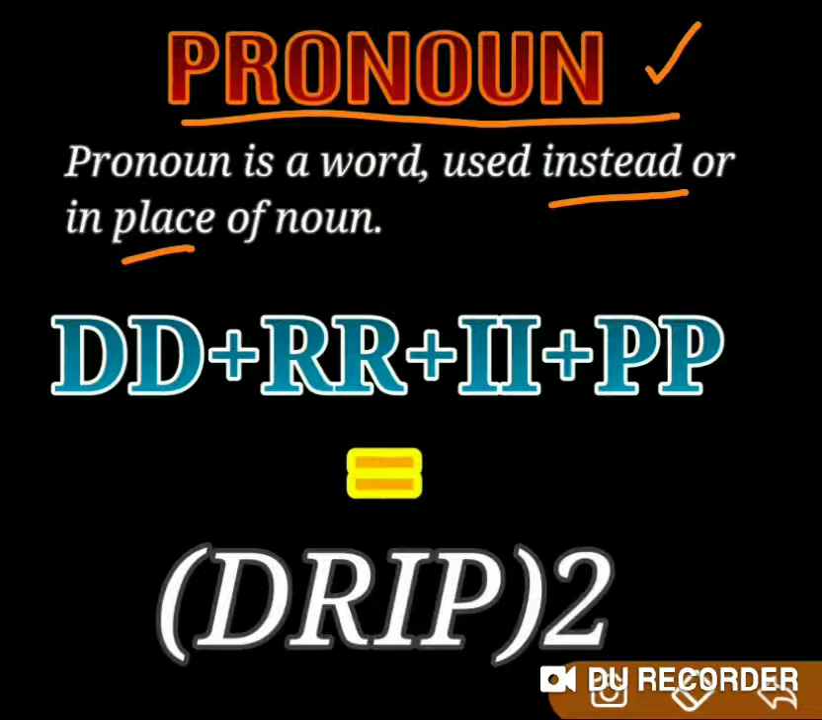So basically what happens, guys, in written English as well as in spoken English, sometimes we use different words in place of or instead of nouns. For example, instead of the name of a person, or the name of a place, or the name of a thing, animal or object, we use some other words as a substitute for a noun. Those words are called pronouns.